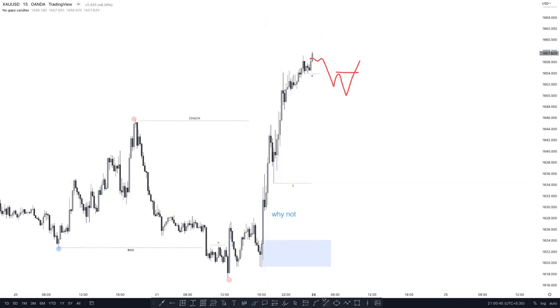We don't use this one because this is not a valid pullback here. That's why I did not use this one. Okay. So this one is our inducement, and if we are looking here for the buy, you can see this is a minor order block here, correct, and then price taps here and goes higher.